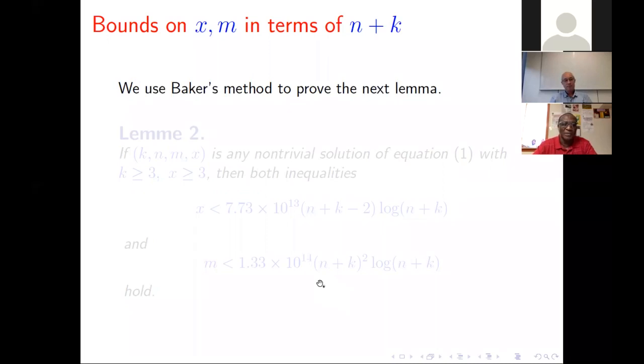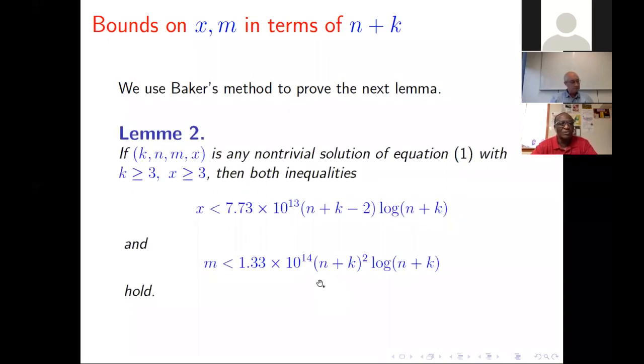And we were able to see that if we have a non-trivial solution (k, n, m, x) with the condition k greater or equal to 3, s greater or equal to 3, then s is less than the quantity, and m also is less than the quantity. So again, in the expression, you can see the term n plus k that will be useful in the future.